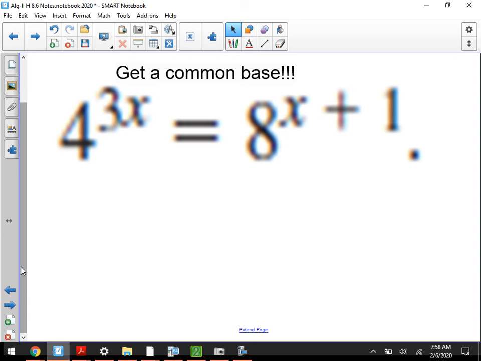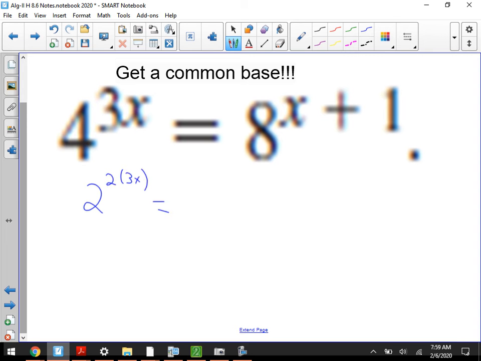A lot of times with equations, you'll notice you'll have numbers of the same variety. What I mean by that is you'll start to see numbers that could be generated via the same base. When you look at a 4 and an 8, how can you rewrite them as the same base? They both can be rewritten as base 2, correct? So a 4 as a base 2 is 2 squared. So this is the same thing as 2 squared to the 3x.